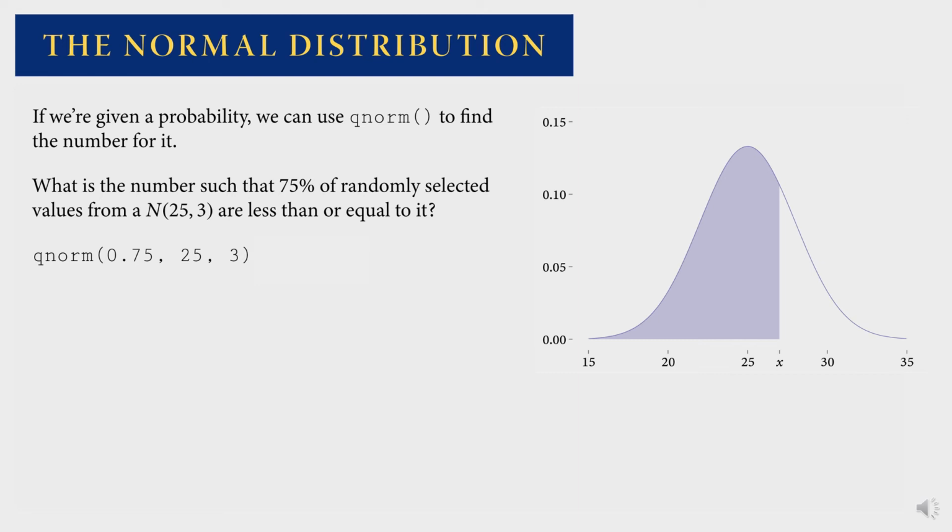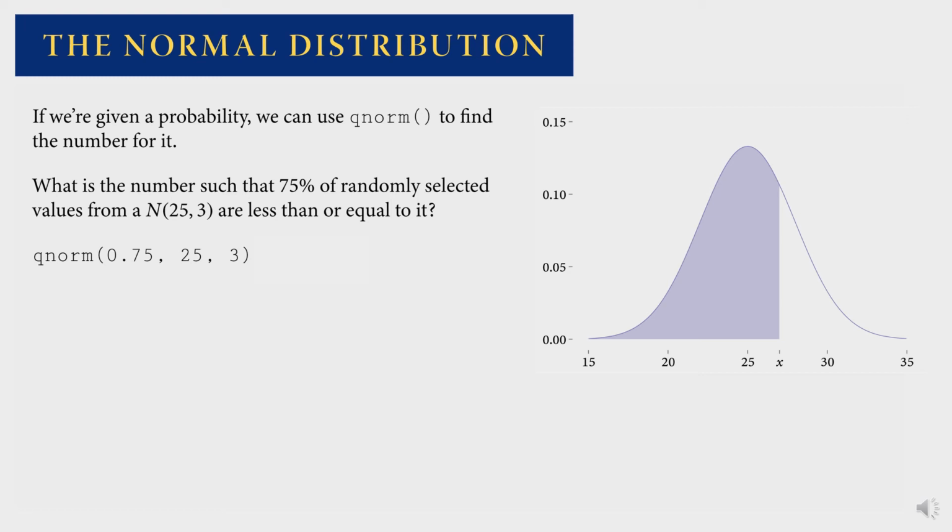Another useful command from R is qnorm. I think that means quantile norm. A quantile is the same as a percentile, but it's written as a proportion rather than a percent. But this will give you the quantile of the normal distribution you specify.